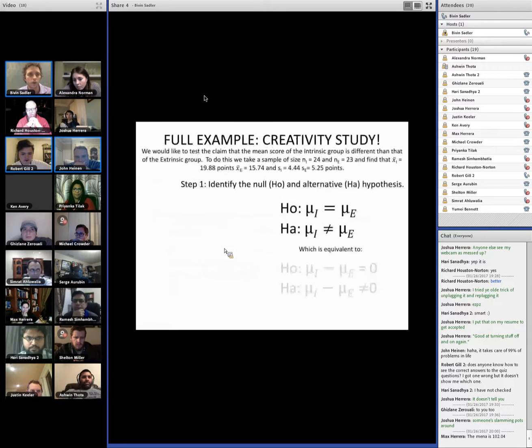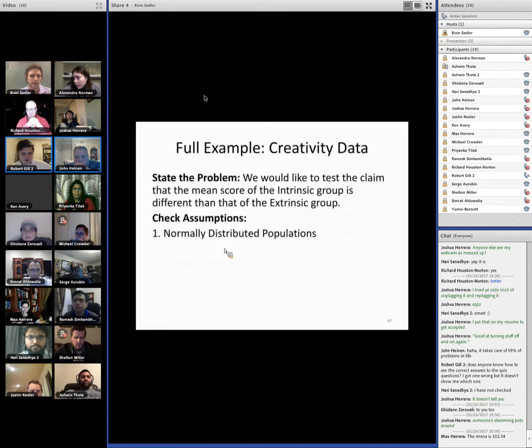So right here, we want to state the problem. We would like to test the claim that the mean score of the intrinsic group is different than that of the extrinsic group. And furthermore, we would like to have evidence, if they are different, which one's bigger. So we could have written that into the statement of the problem. Next step, check the assumptions.